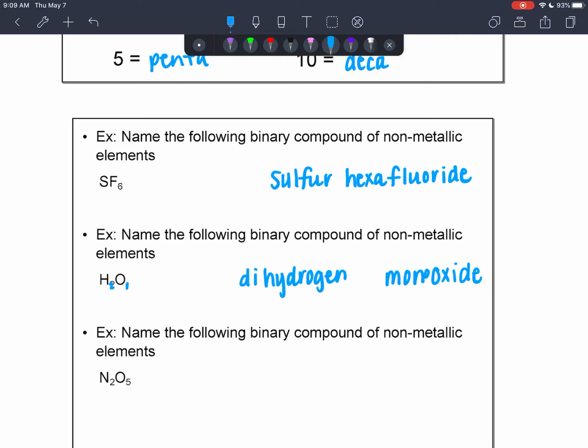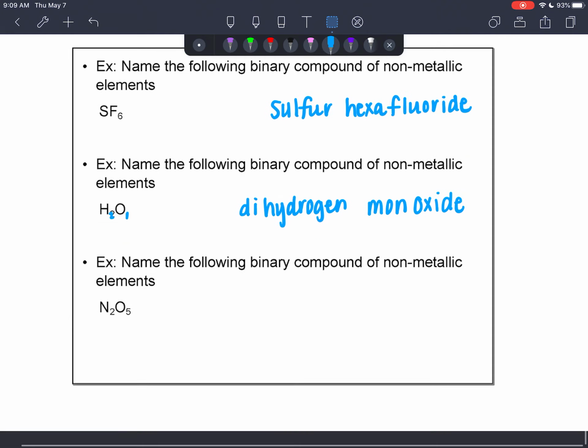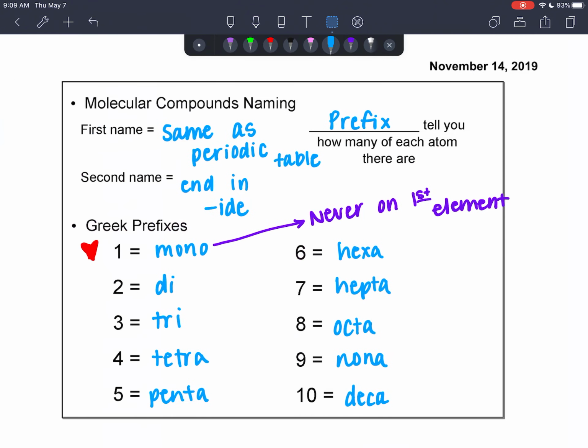Now, if I put M-O-N-O, it would look like I was spelling monoxide, and that doesn't sound very nice. It doesn't sound very professional or chemical. So we just take that extra O out and we name it monoxide. So dihydrogen monoxide is the complete name for this compound.